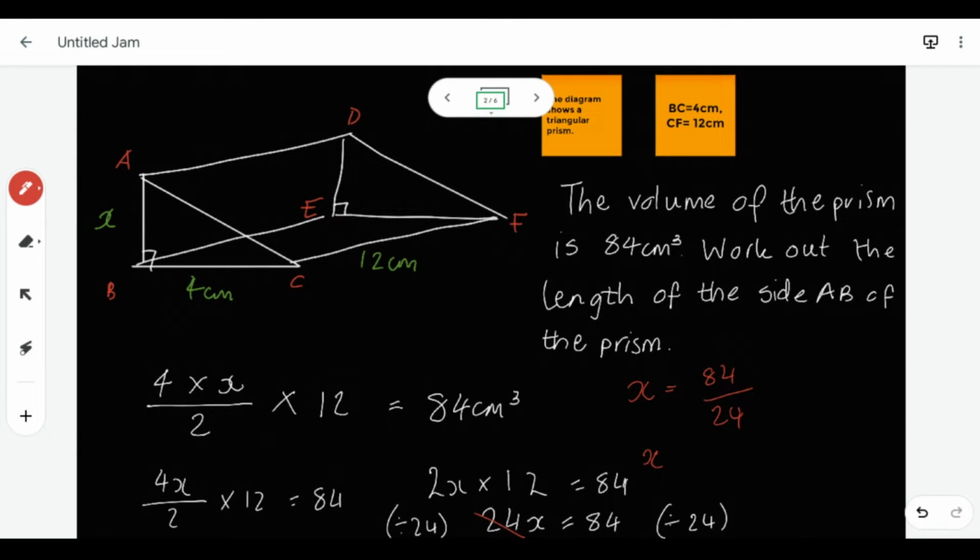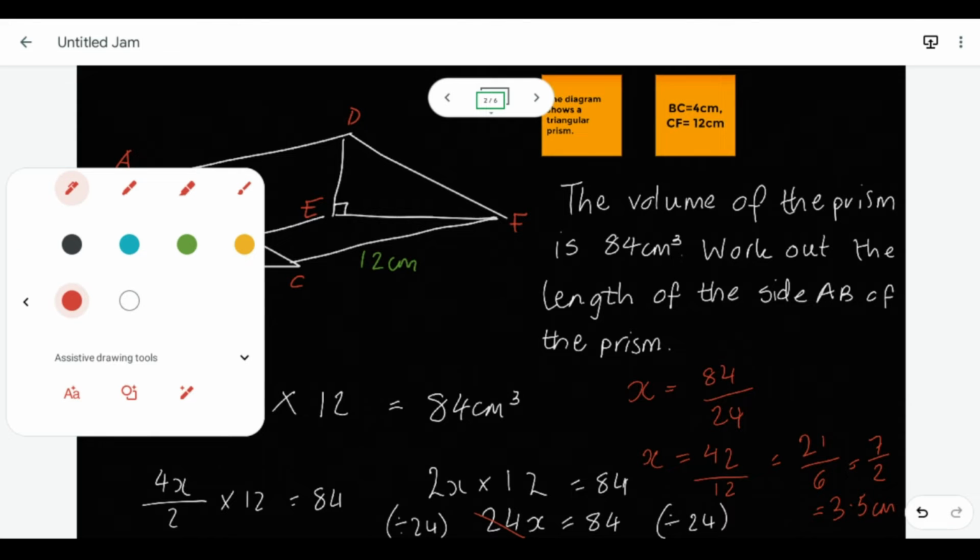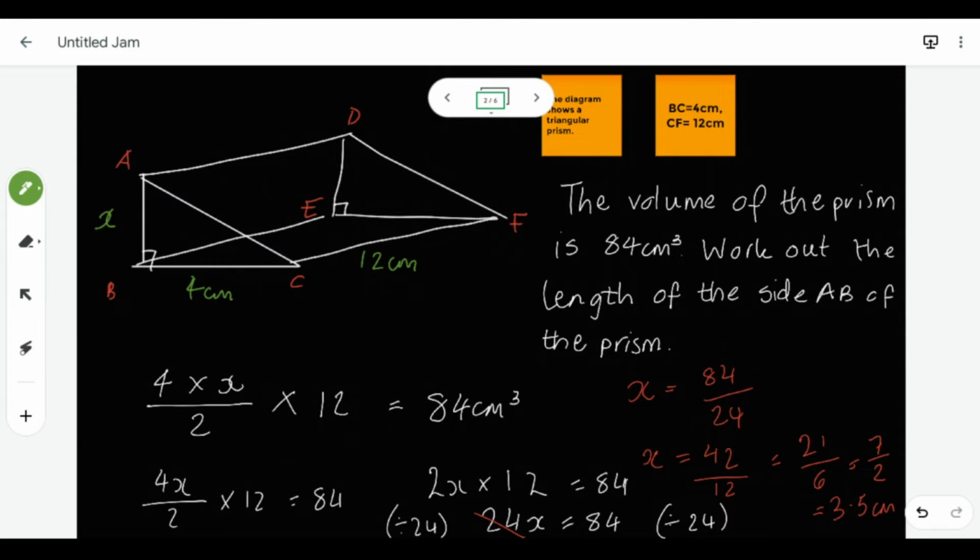It's not a whole number, so we just halve them as we go along. So we get 42 over 12, which is 21 over 6. Divide them both by 3 and we get 7 over 2, which is just half of 7, which is 3.5 centimeters. So your final answer is 3.5 centimeters per side.